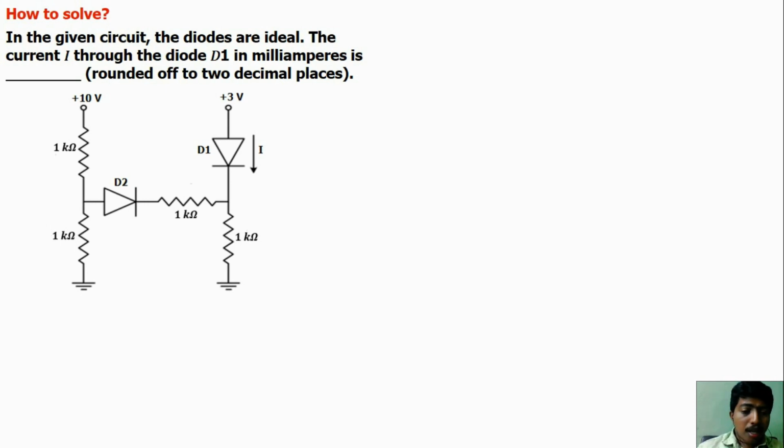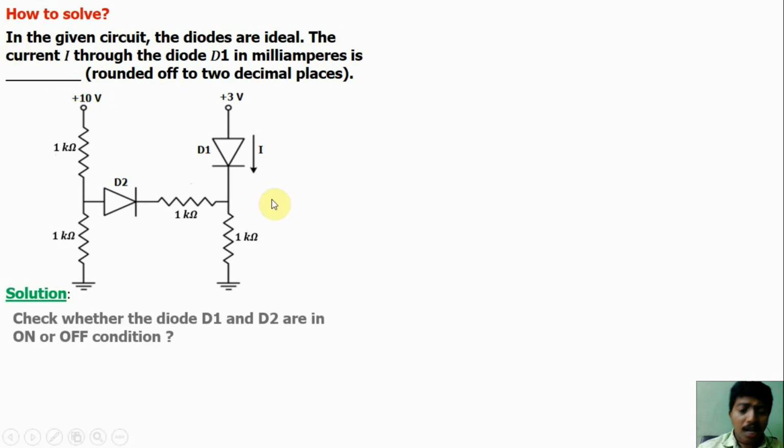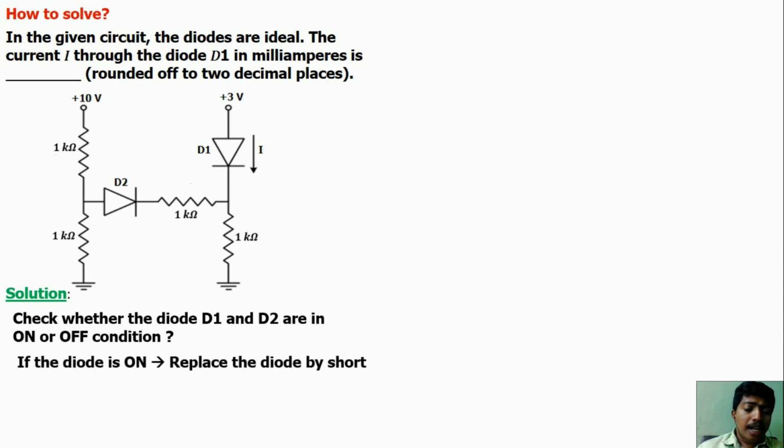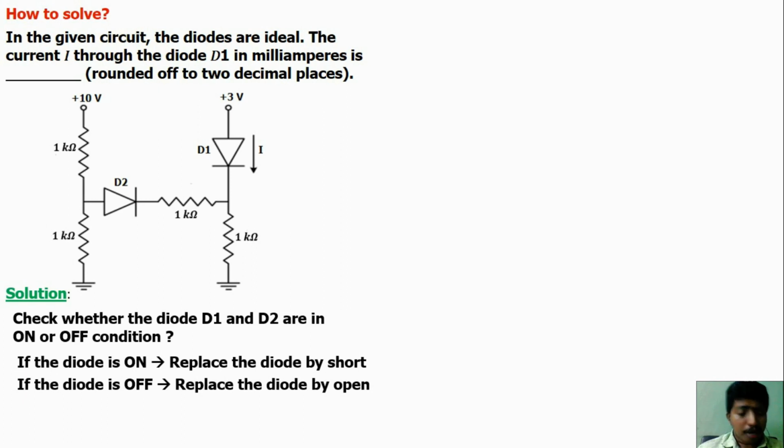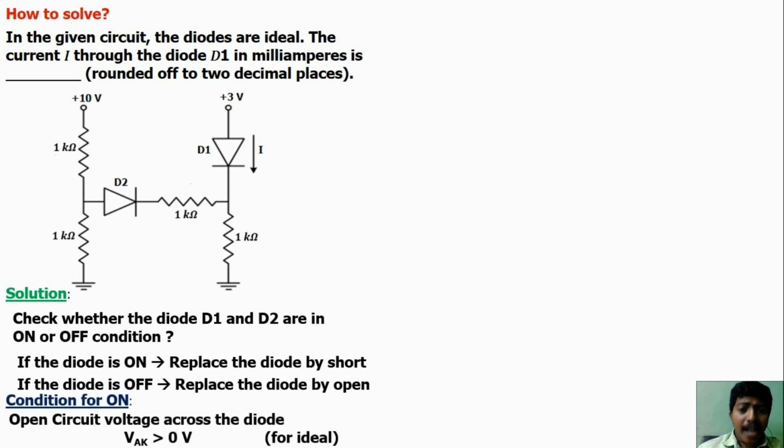First, we have to check whether the diodes D1 and D2 are in on condition or off condition. If the diode is on, it will act as a short circuit because it is an ideal diode. If the diode is off, it will act as an open circuit. How to check whether the diode is on or off? We know that for an ideal diode, if the open circuit voltage across the diode is greater than 0 volt, it goes to on condition. Otherwise, it goes to off condition.